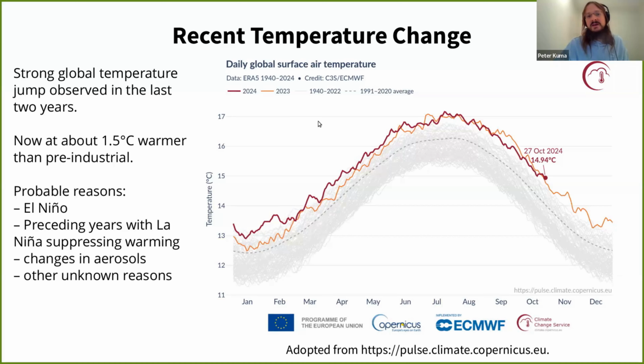So we are now at 1.5 degrees warmer than pre-industrial, but that's a short-term measure. It doesn't necessarily mean a breach of the target of 1.5 degrees set by the Paris Agreement, because that's measured over several decades. But it's likely going to be breached by 2030 or so.